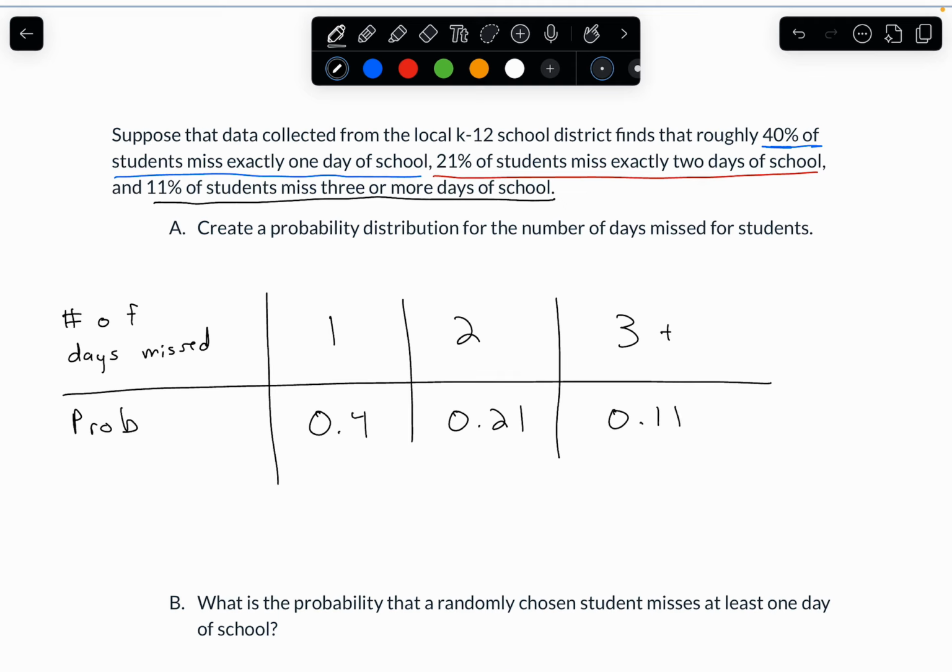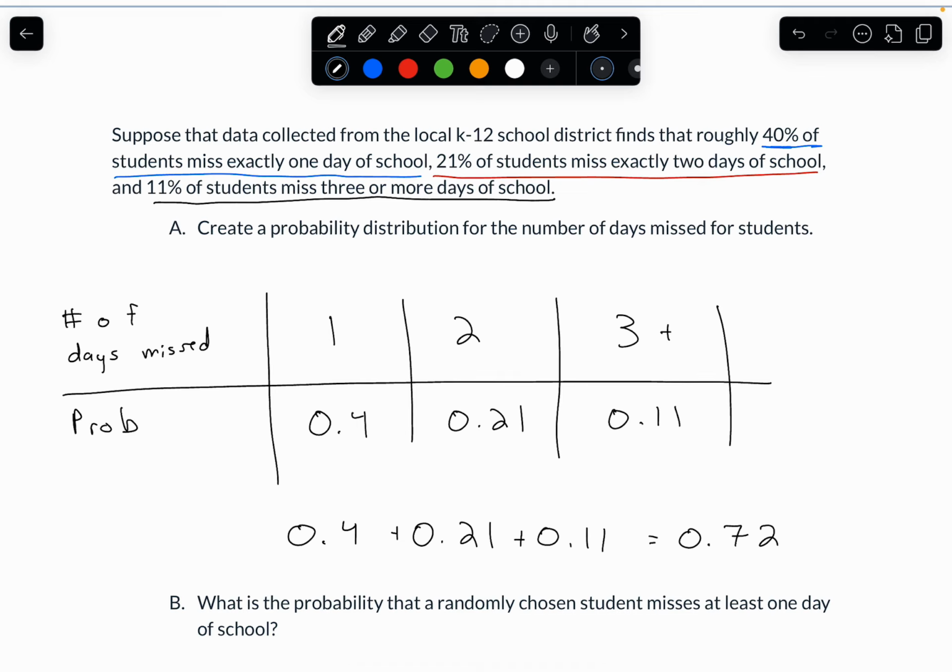Now, if I pause and think about a probability distribution, I can look at this, and if I add these together, 0.4 plus 0.21 plus 0.11, I'll notice that I don't actually end up with exactly 1. I end up with 0.72. So that means that there's an outcome missing right here. I haven't talked about every single potential outcome.